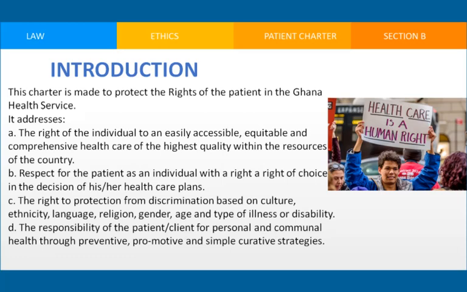One, the right of the individual to an easily accessible, equitable, and comprehensive healthcare of the highest quality within the resources of the country. Now, this is very important for us to understand. The word is easily accessible. Healthcare should not be far from a patient seeking health. So wherever the patient is, there should be healthcare facilities to be able to help the patient. It should be equitable.